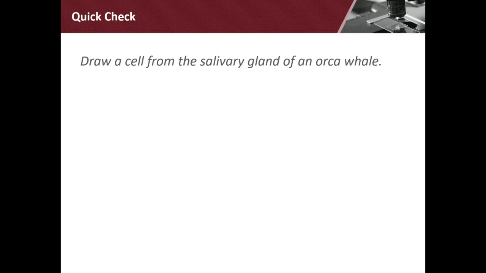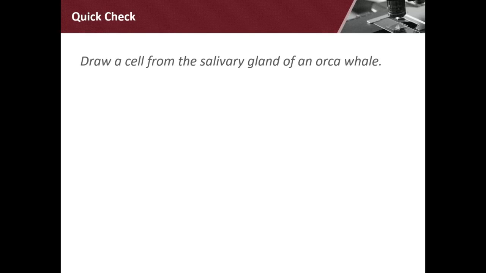So yes, it's true that probably an orca whale salivary gland cell would be a little bit more complicated than that. However, if you just drew a circle with DNA in it and some ribosomes, like I'm going to show you mine, ready? Like that, you can't be wrong, because that is what all cells have, at least to start with.